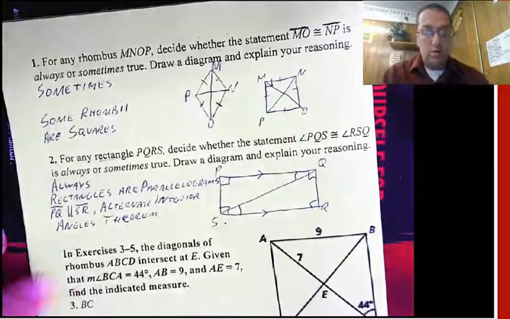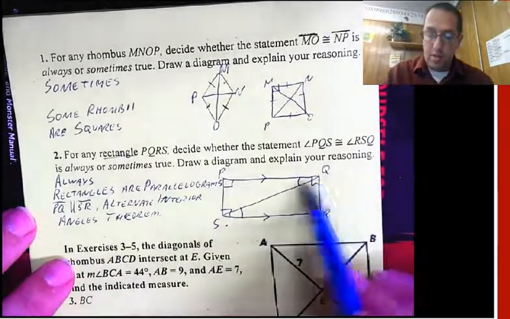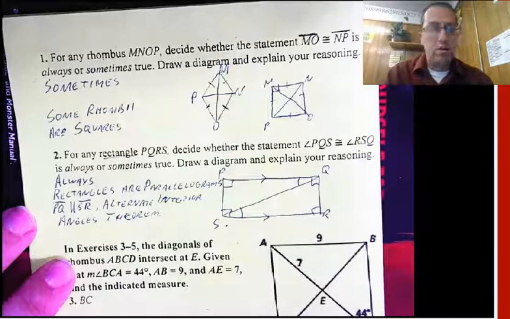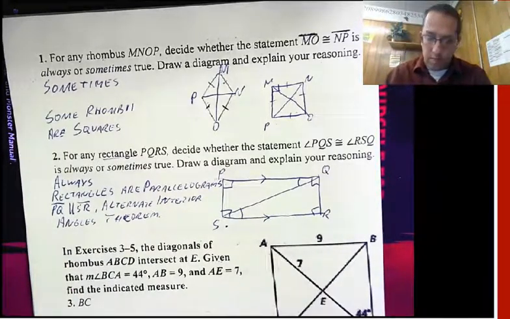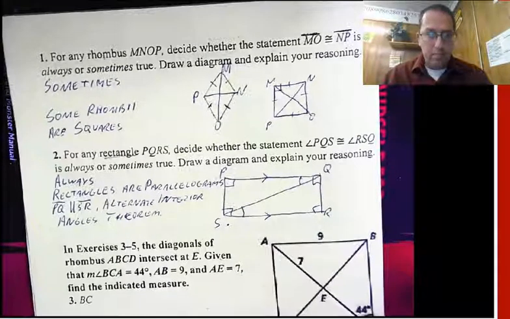So, alternate interior angles theorem. If two parallel lines are cut by a transversal, alternate interior angles are congruent. We learned that way back ages ago, back in chapter 3. Long time. All right, so there we go.